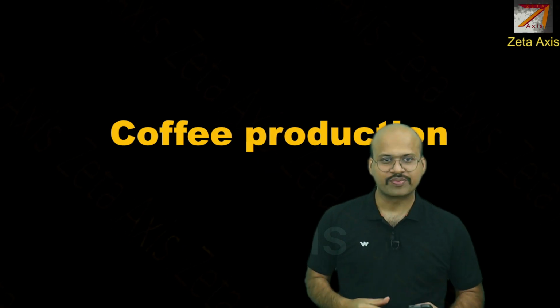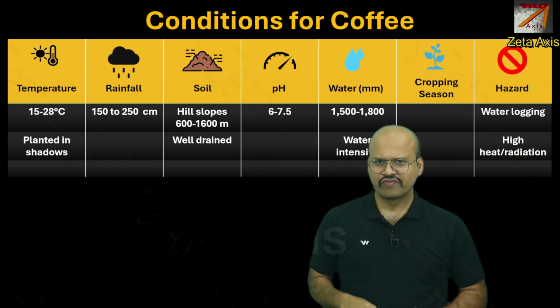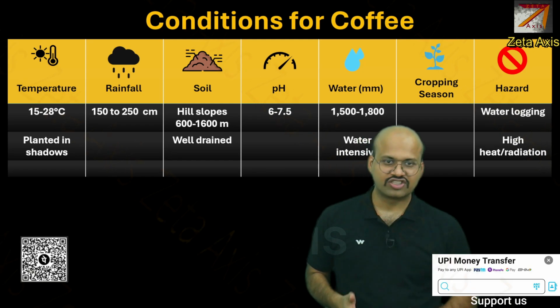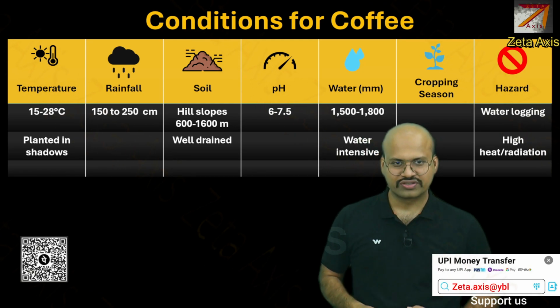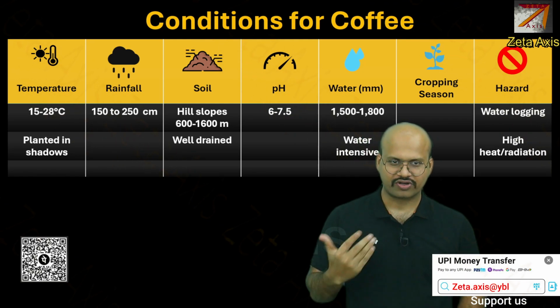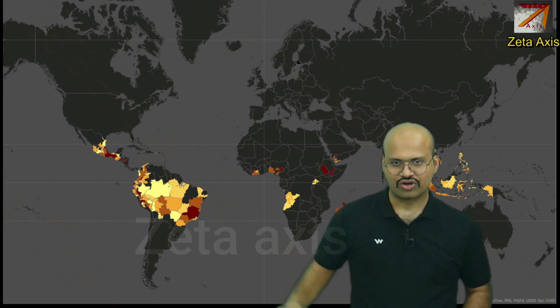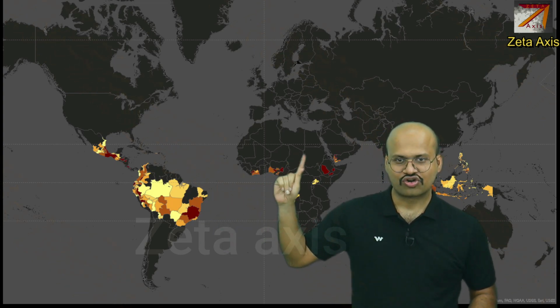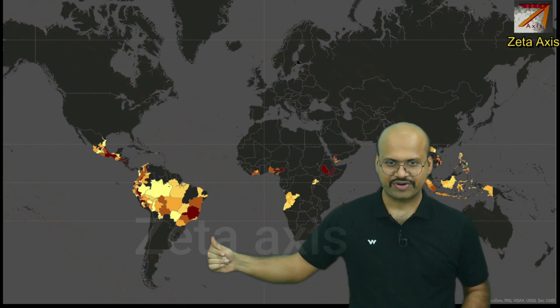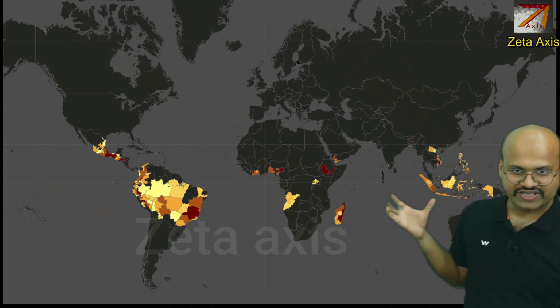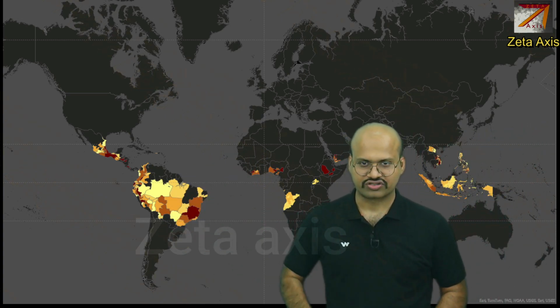Now let's see coffee production across South America. We've already seen that coffee is a tropical crop. It grows in the tropical region between the Tropic of Cancer and Tropic of Capricorn, which we can clearly see over here. This is Tropic of Cancer and this is Tropic of Capricorn, and most of the production of coffee is confined in this region across the world.